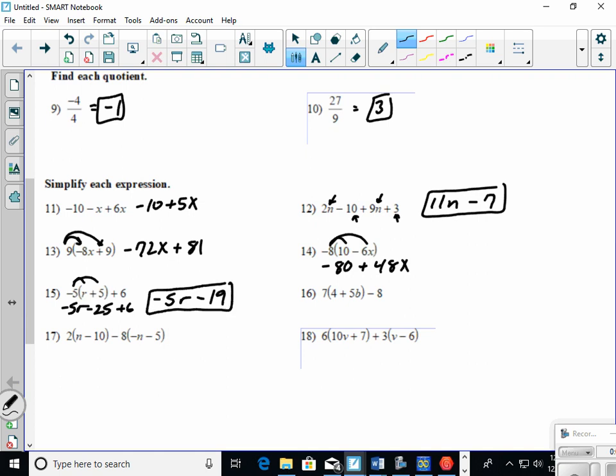16. We distribute the 7 first. That gives us 28 plus 7 times 5 is 35b. And then subtract the 8. So we can subtract the 8 from 28. The 35b has nothing to join with, so it's going to be 28 minus 8 is 20 plus 35b.